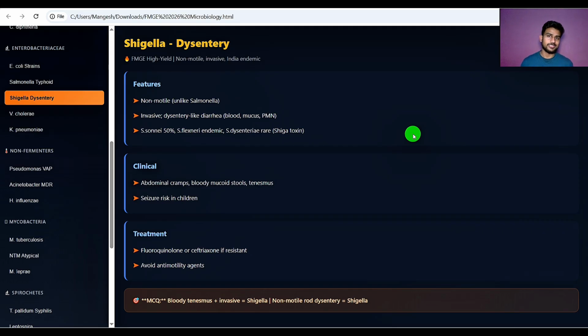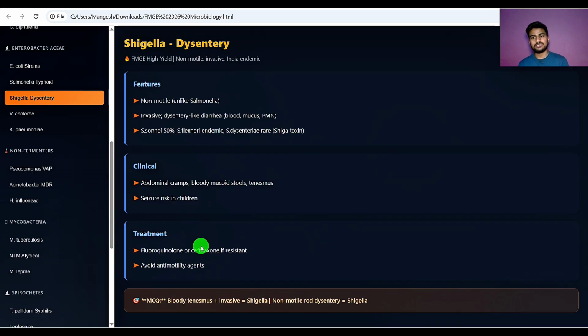There can be tenesmus. Tenesmus refers to the abdominal cramps whenever the patient has a feeling of emptying the bowels. Even if the patient already had passed the bowel movements, still the patient gets the feeling that the bowel is not completely empty, and there is an urge to empty the bowel, and there are also continuous abdominal cramps. So that is what is there. Then there can also be a risk of seizures in children.